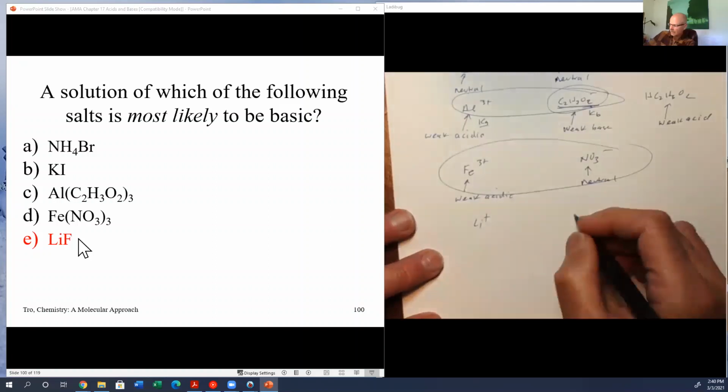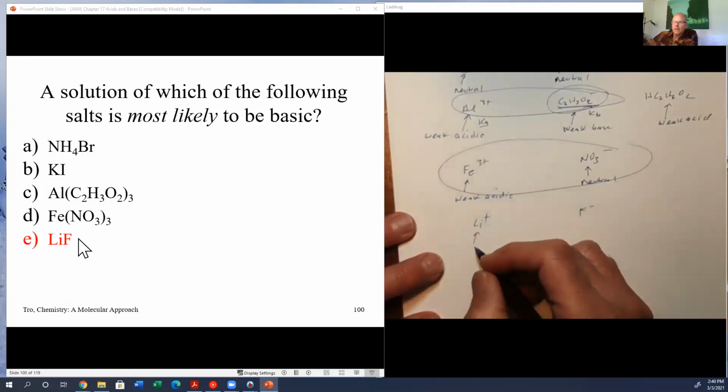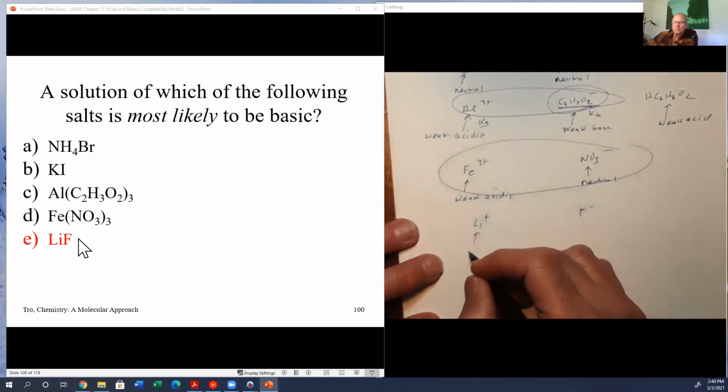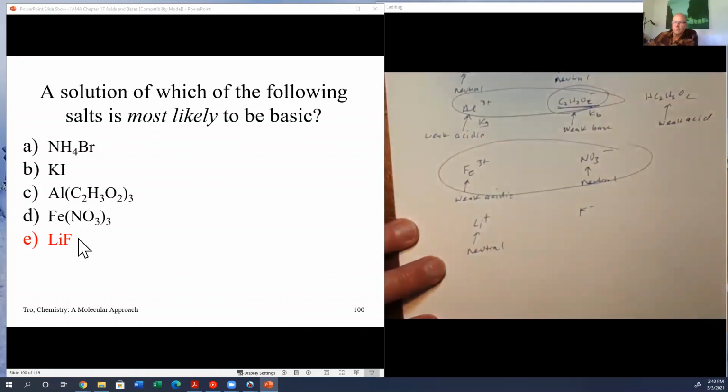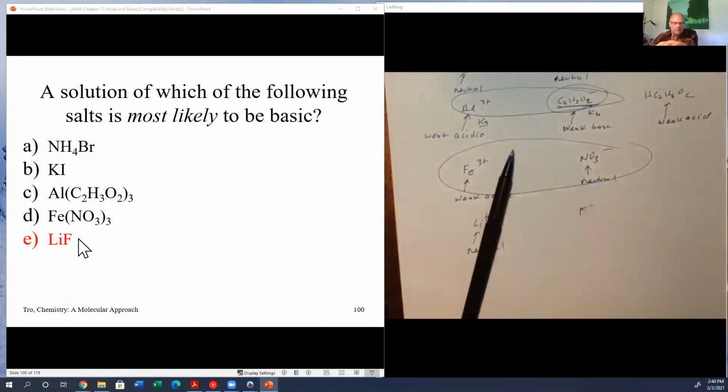Li plus and F minus. What can we say about Li plus? It comes from a strong base, so it is neutral. Right? So weak bases, let me go back.